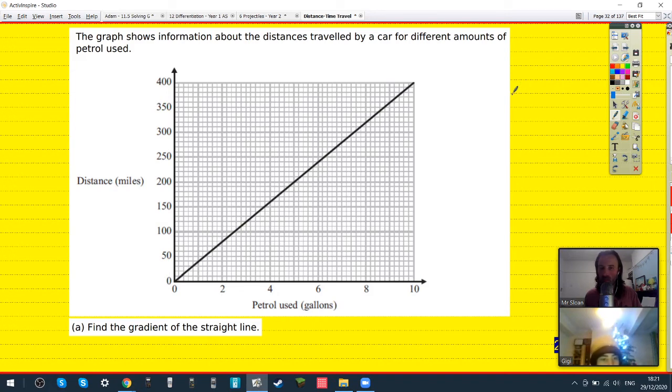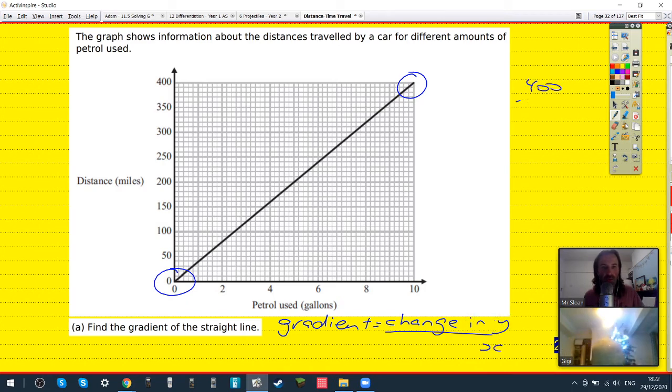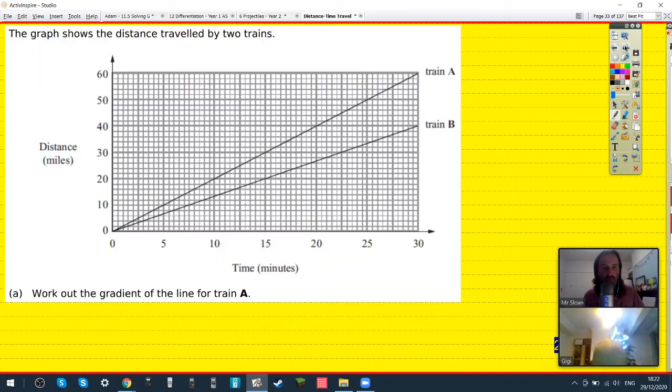What would the gradient be? Gradient is change in y over change in x. Change in y over change in x. So how much does 400 divided by 10. Yep. Oh, 40. So that one is, that is 40. Okay, how about this?